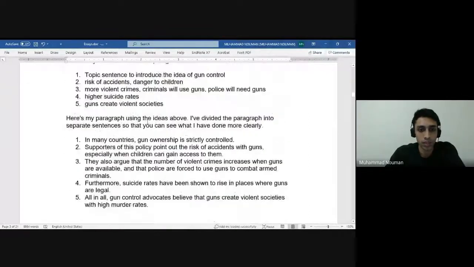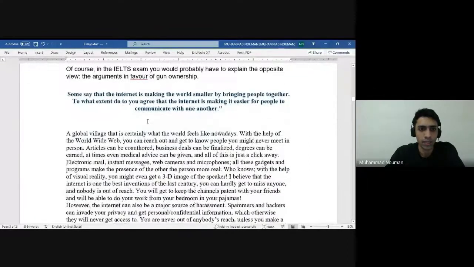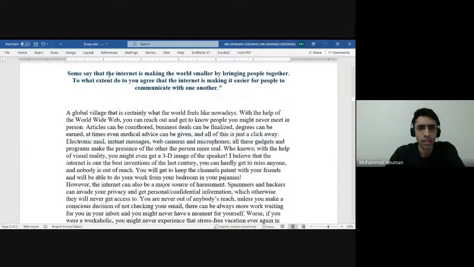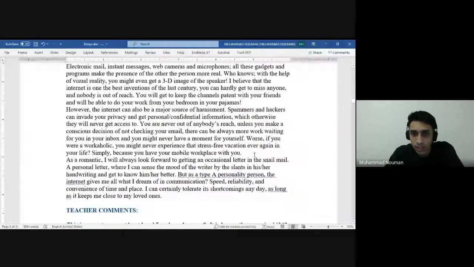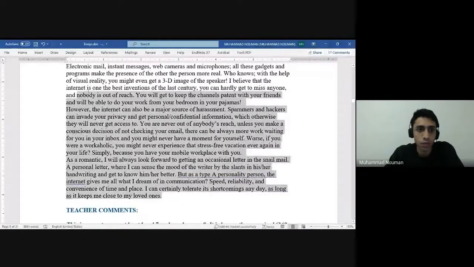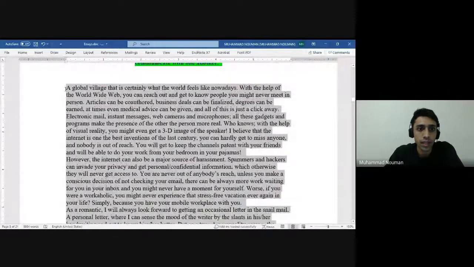Today we will move to the second one. That is, some say that the internet is making the world smaller by bringing people together. To what extent do you agree that the internet is making it easier for people to communicate with one another? Okay, this is the topic. This is the second one. I think this one is a bit different from the first one. So let's see.